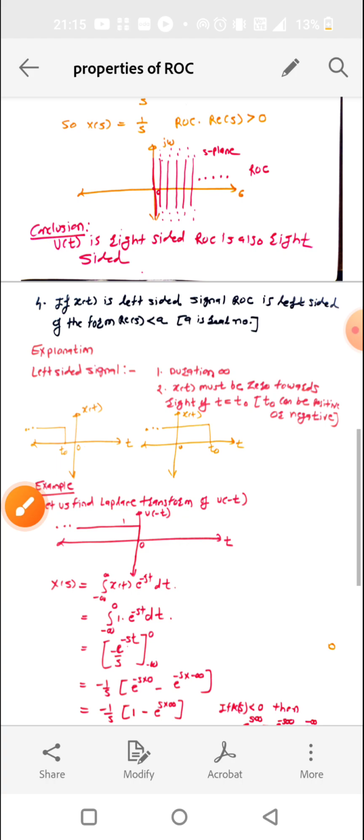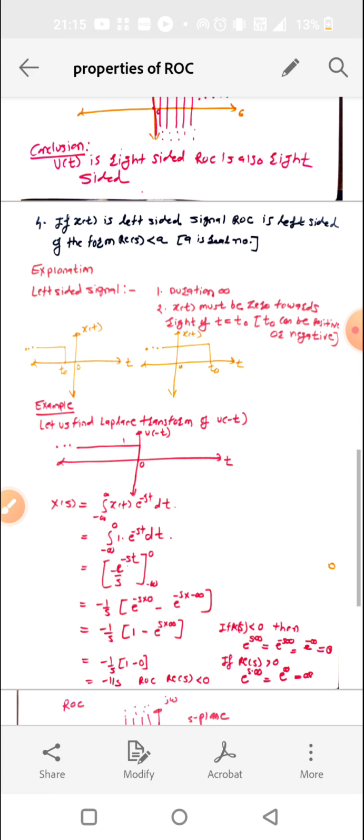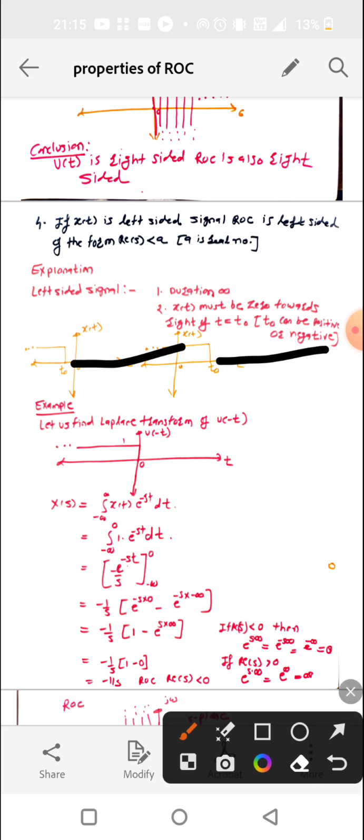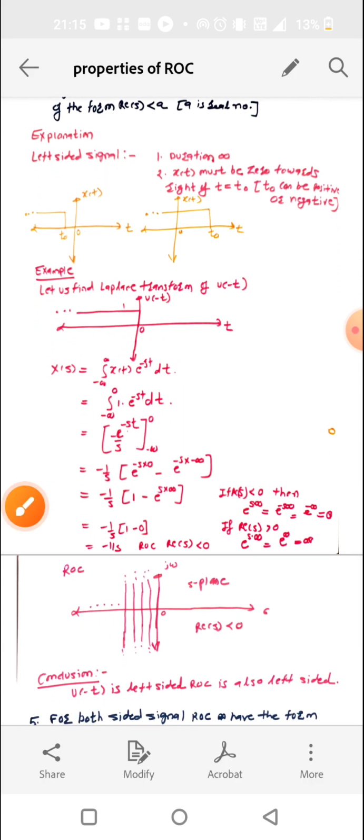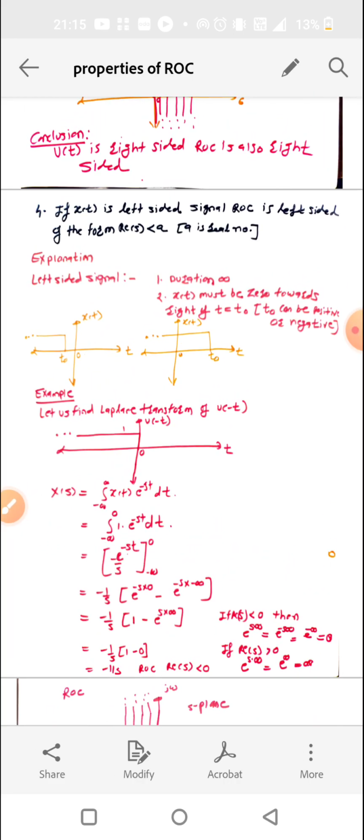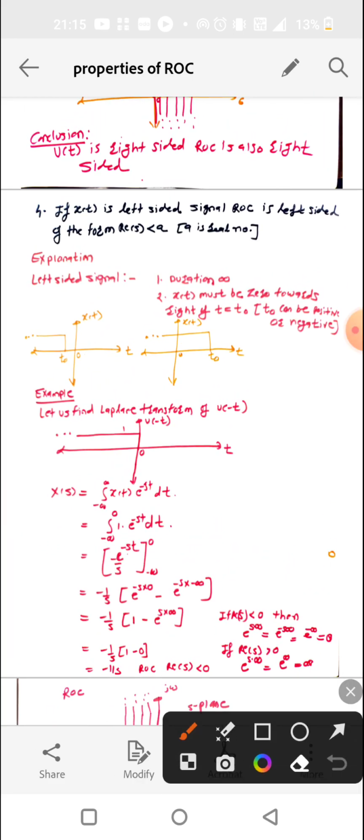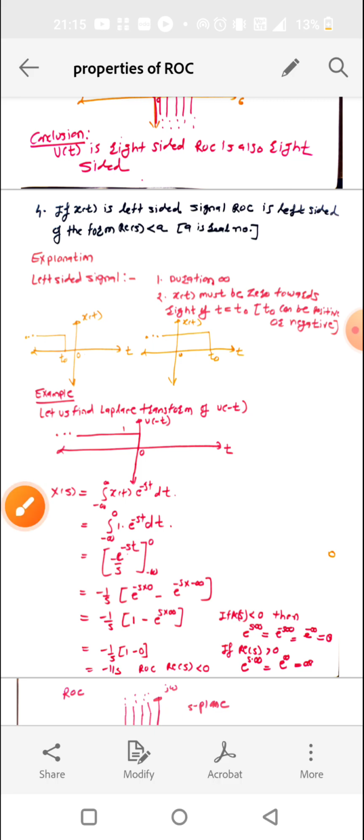Then next point, if x(t) is a left sided signal, ROC is left sided, in the form of real s less than a. A left sided signal has infinite duration, and its value towards the right of t equal to t naught is equal to 0. So that is a left sided signal. T naught can be positive or negative. Now let us take one example, u of minus t. Let us take the Laplace transform of u of minus t. So this is a left sided signal.